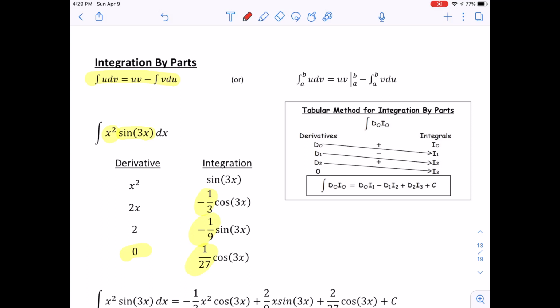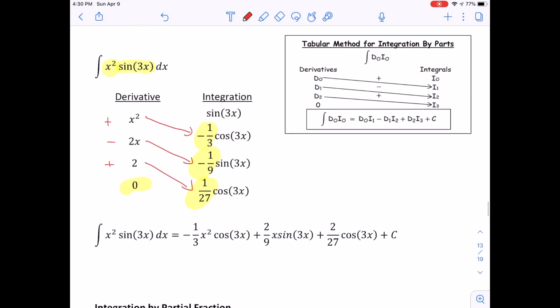Now, when we do the tabular method for integration by parts, you take the derivative like this in the table, you integrate the other part like so, and then you're going to put plus, minus, plus, and when you get to 0, you don't really need to. And then just draw arrows down like this. Okay, and then that's going to be your integral.